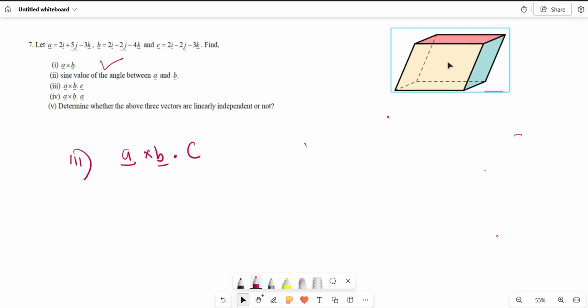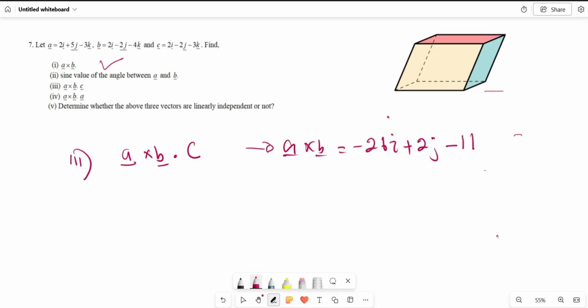Okay. Here we got A cross B as minus 26i plus 2j minus 14k. For ease we can write it like minus 26, 2 and minus 14. That's the way we are writing the things. Okay. And the C vector also we can write, this is A cross B.